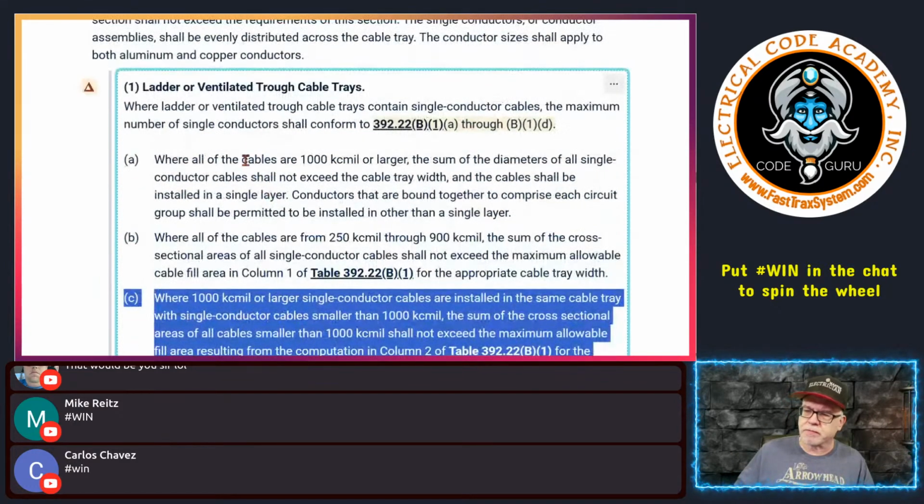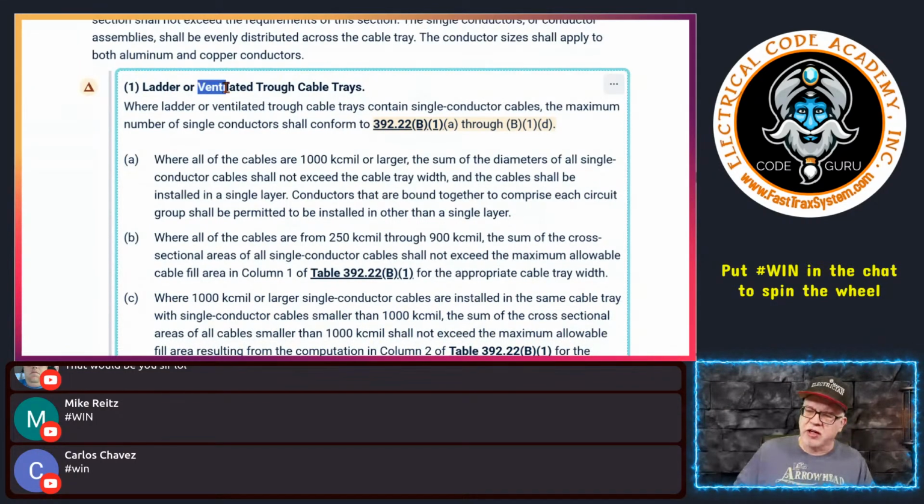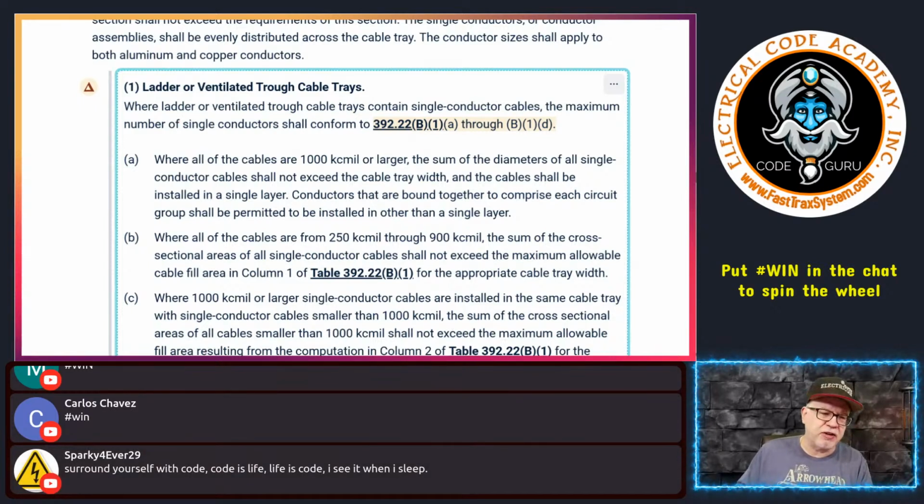Okay. Now these are for ladder or ventilated trough cable trays. I think I said trough or something yesterday. I don't know what was in my mouth, but trough, like the opposite of Rolf, trough. Okay. Anyway. All right. So this is only for ladder and ventilated trough.